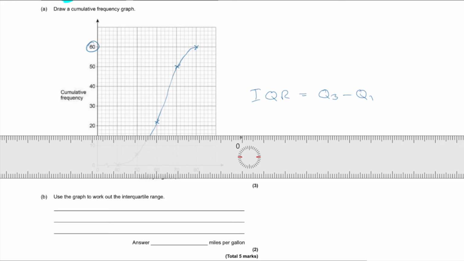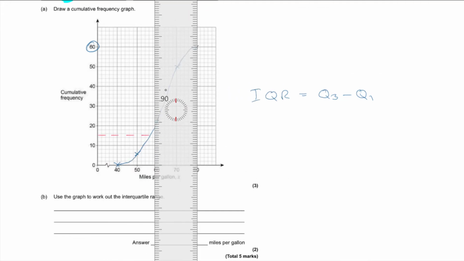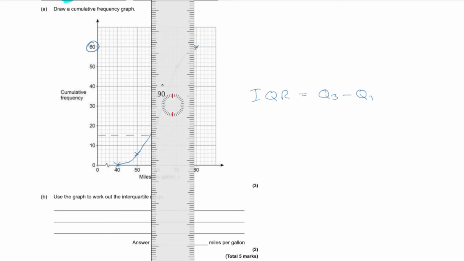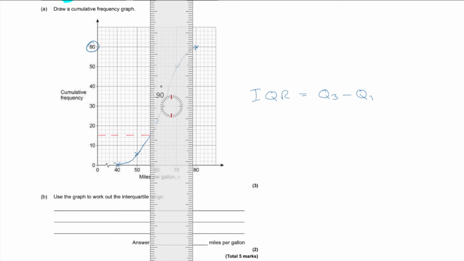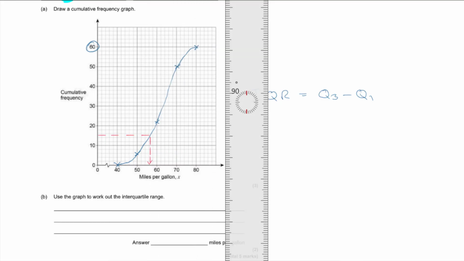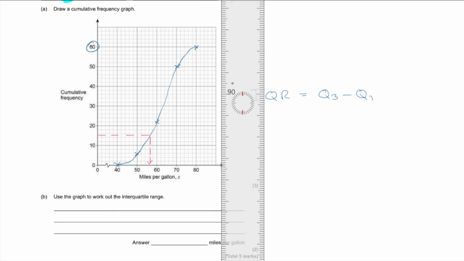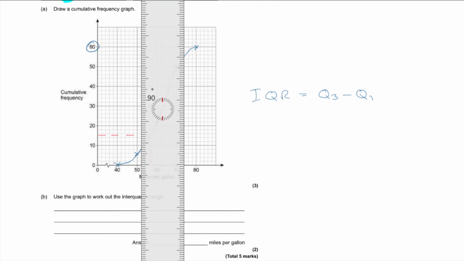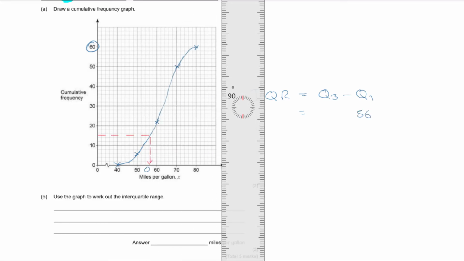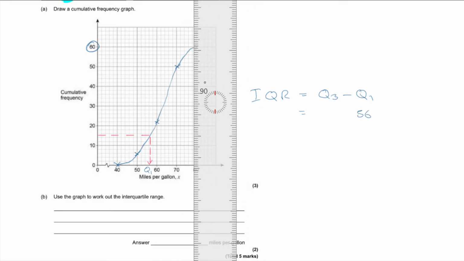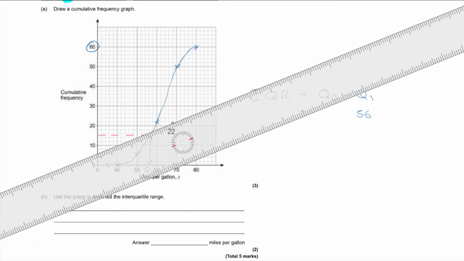So reading across from 15 till we get to the curve, and then switching directions and going down, that's going to give me my lower quartile. I make that 56. Okay, so that's my Q1. 56, that's Q1 there.